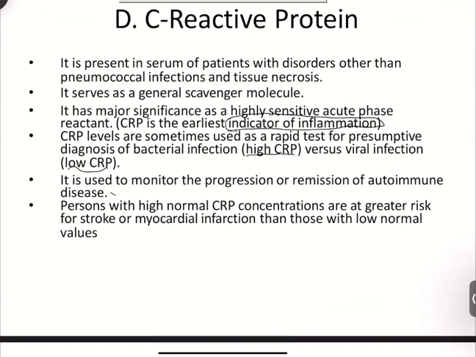Persons with high normal CRP concentration are at great risk for stroke or myocardial infarction than those with low normal values. Bakit? Kasi nga CRP is an acute phase reaction.